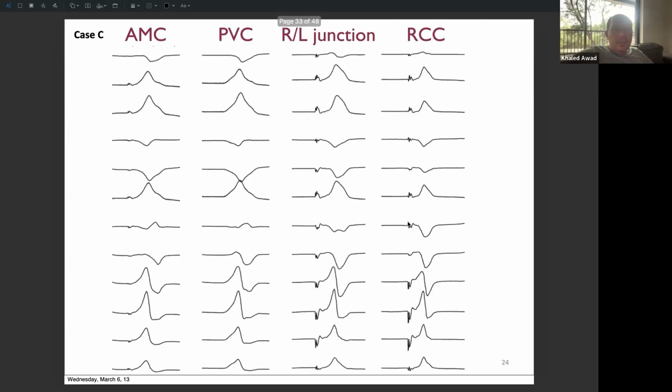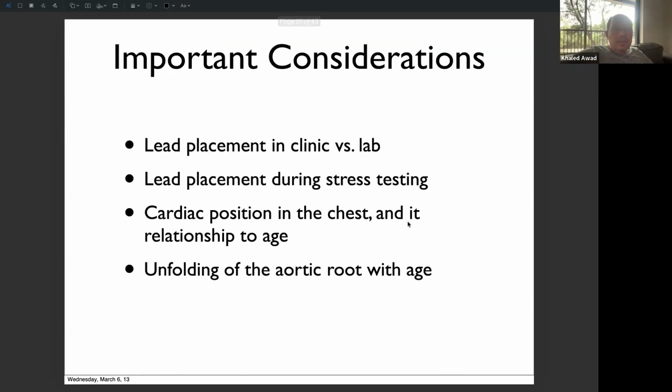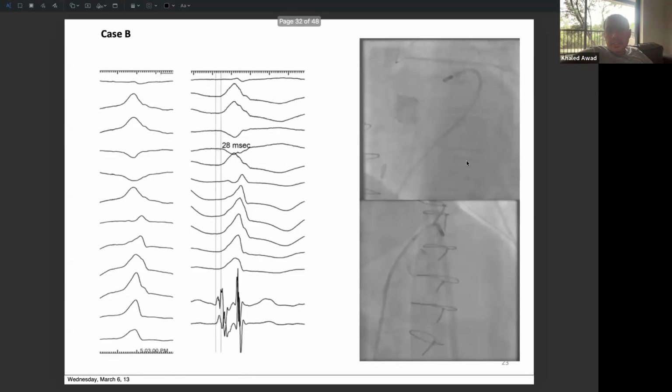Let's see what that would look like in some of these. I'm not sure if these movies will play. Okay, they will not. But then again, you can see the catheter.